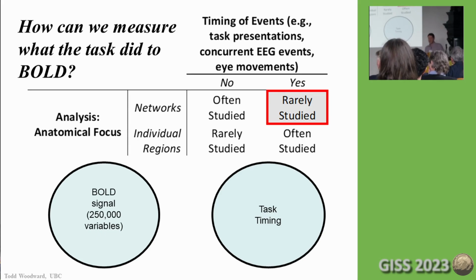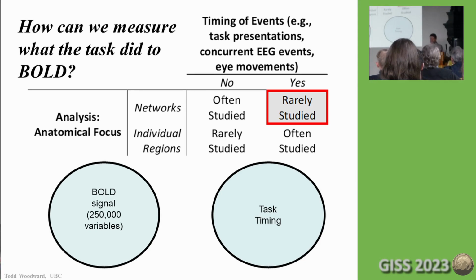And the timing can be from a task, but it can be from EEG signals like we already heard about today, or it could be from eye movements or anything that you have timing about, right? So if you have BOLD signal, that's great, but do you have timing for some type of event that's gone on during the scan session? So if you do, and if you don't, well, normally that's when networks are studied.